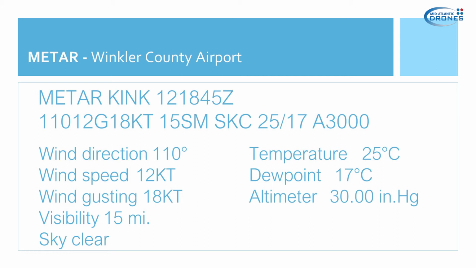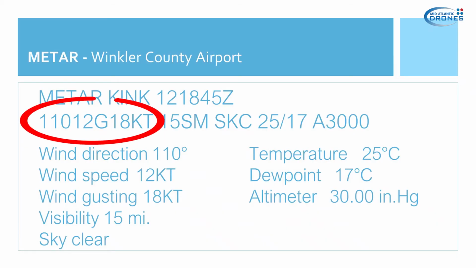So now we have the top line decoded. Now, if you remember the order in which these METARs are presented to you, you're going to have a very, very good chance of decoding the METAR when you take the test. So this particular METAR on the second line is saying 11012G18KT.